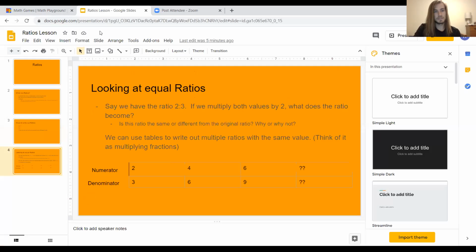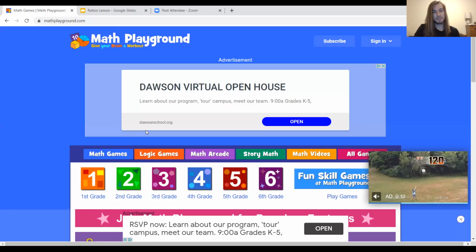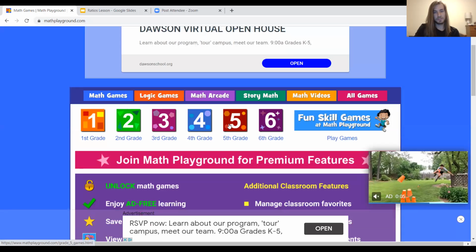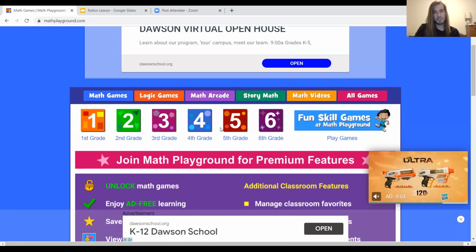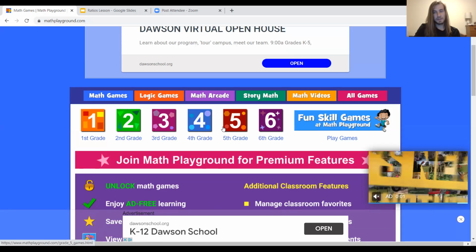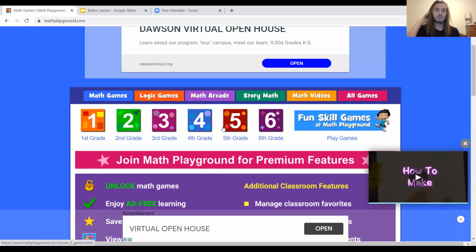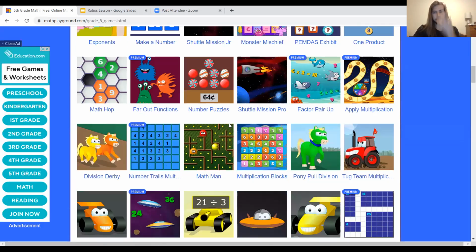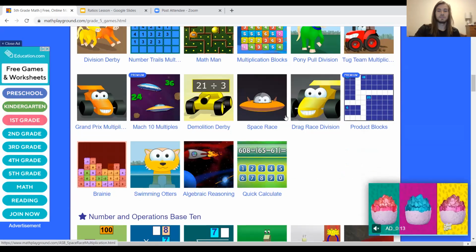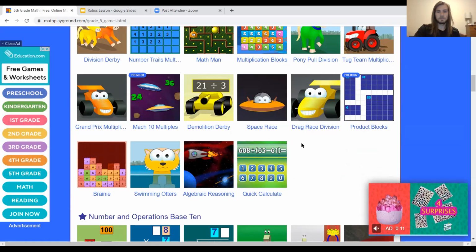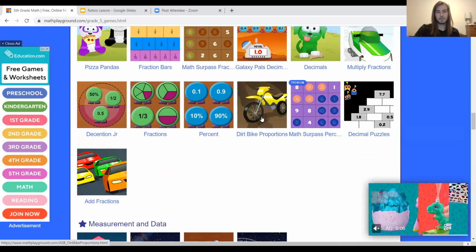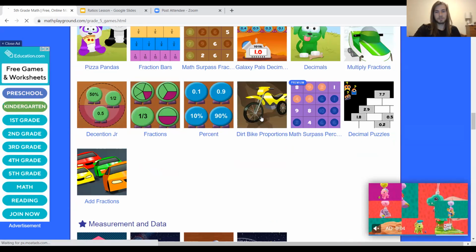So a good game to reinforce this. There aren't a whole lot of ratio games on there, as much as addition, subtraction, multiplication, some of the more basic stuff. But I did find one. If we go under 5th grade, it's another competition one. Where was it exactly? Dirt bike proportions.